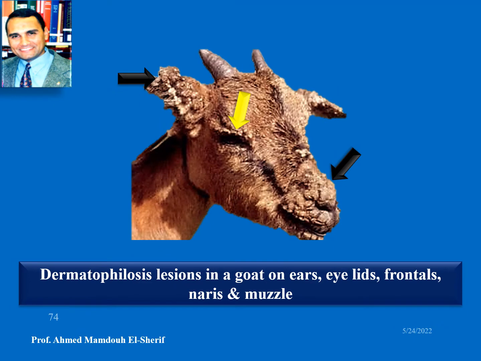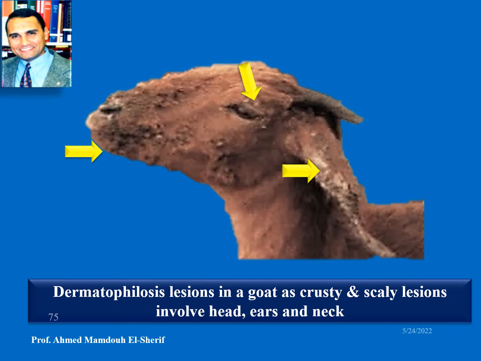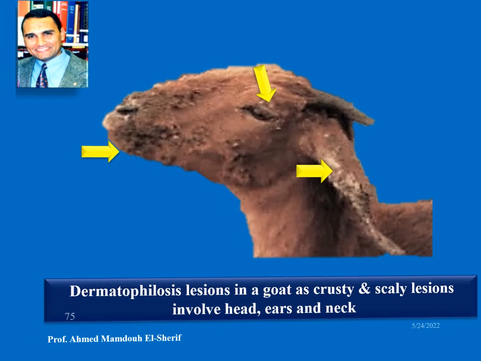This is the head of an infected goat with dermatophilosis lesions on the ears, eyelids, forehead, nares, and muzzle. Yellow and black arrows denote them. This head of the goat shows dermatophilosis lesions as crusty and scaly lesions involving the head, ears, and neck.